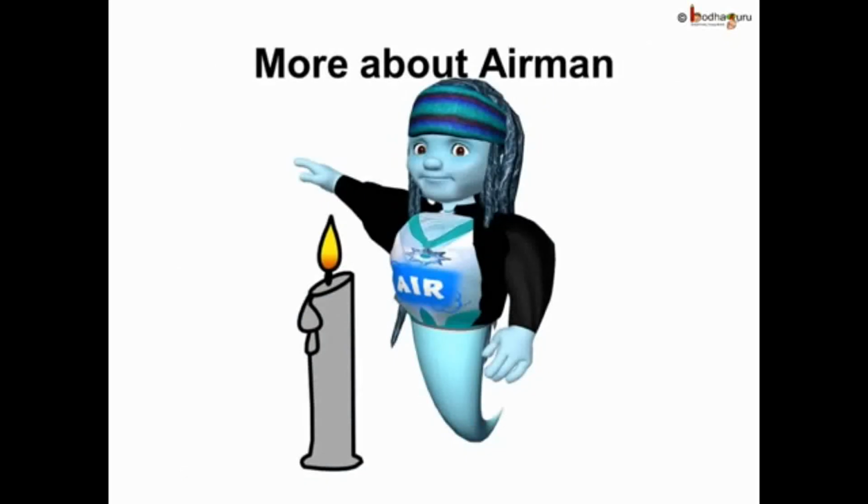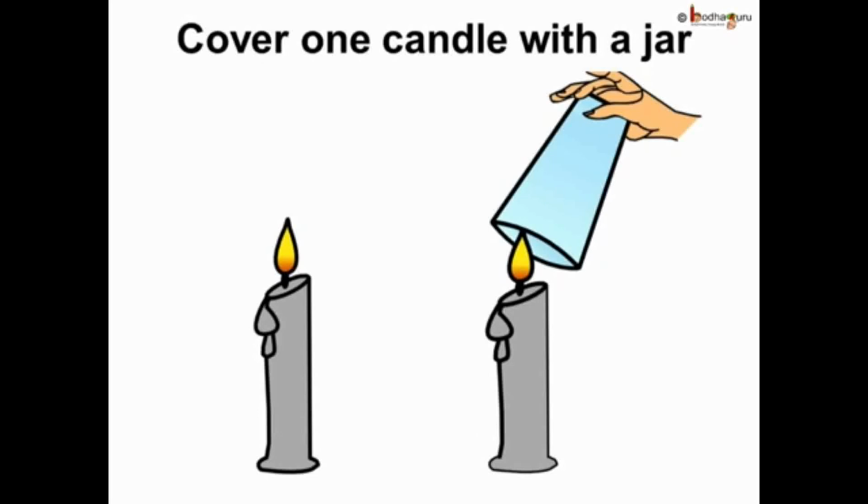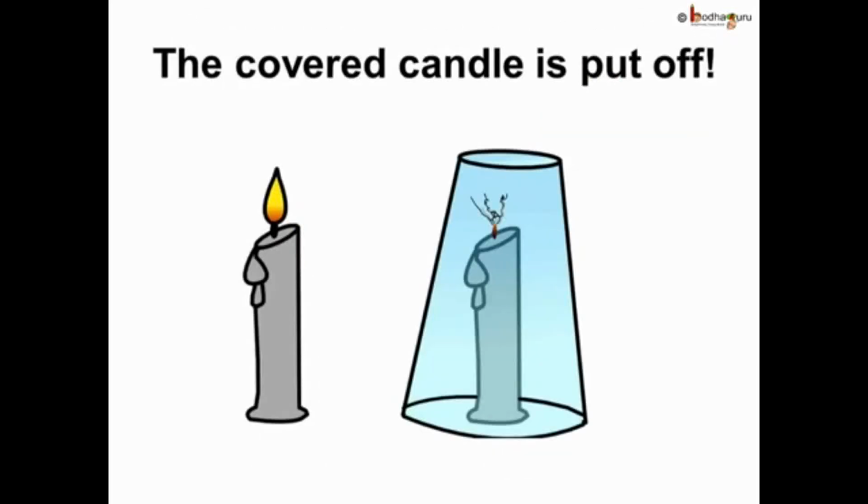More about the airman. Till now, you know that we need oxygen for breathing. What else is it needed for? Let us find out. Take two candles and a glass jar. Light the two candles and cover one of the candles with the glass jar. After some time, we see the flame in the covered candle is put off. Why?